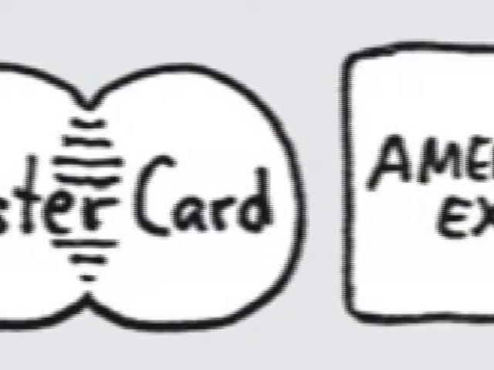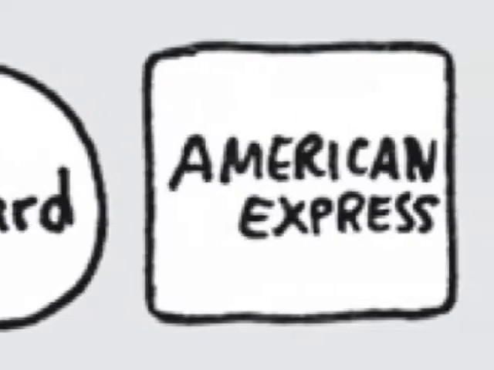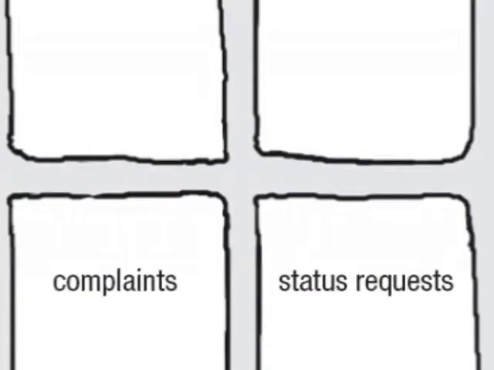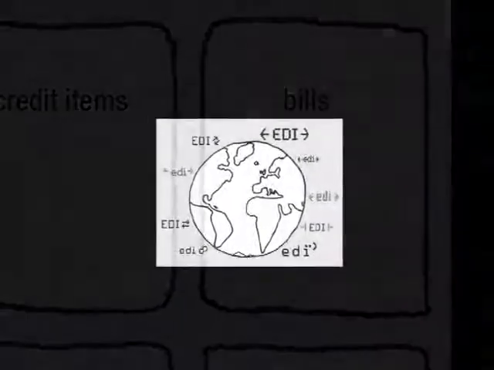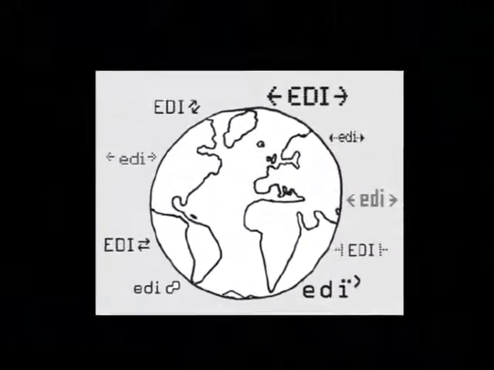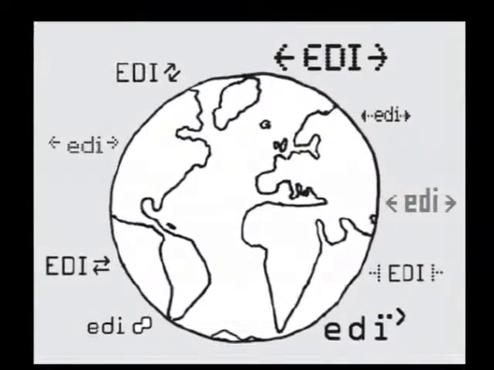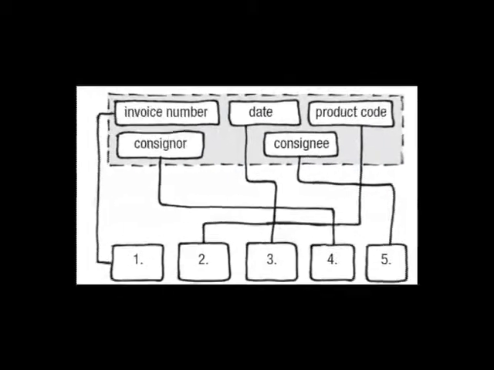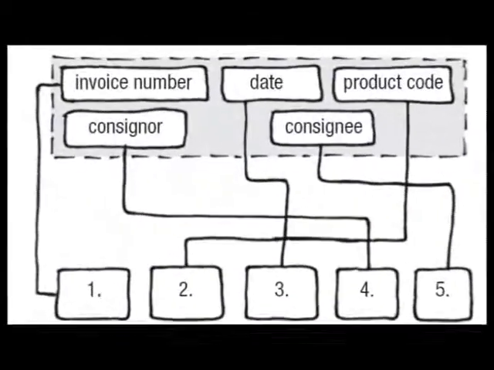Principally, any type of form can be sent as an EDI message, for example, offers, orders, credit items, bills, dispatch notifications, complaints, status requests, change orders, and several more. This language is understood all around the world, because EDI provides an exchange of formalized data whereby it is predetermined in which succession and which format certain information appears.